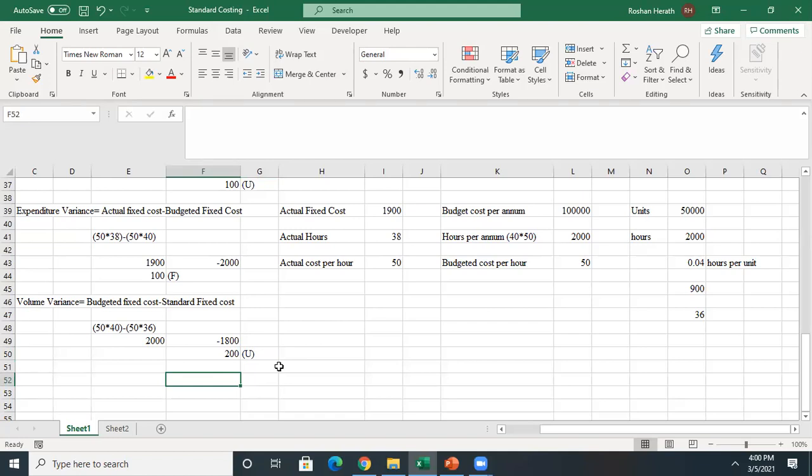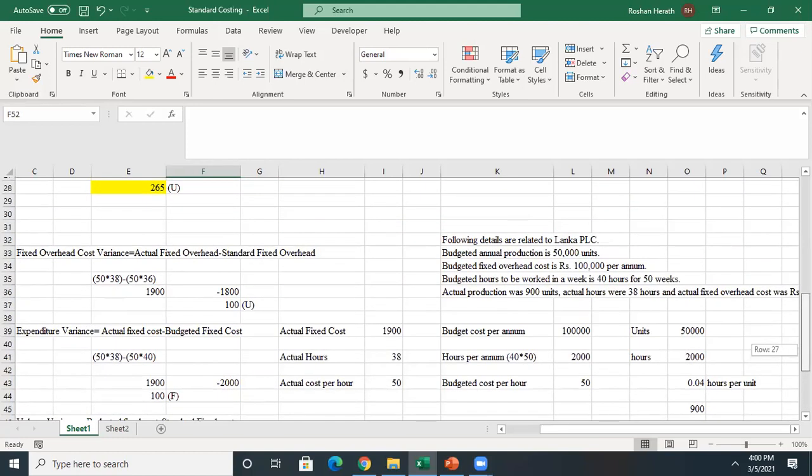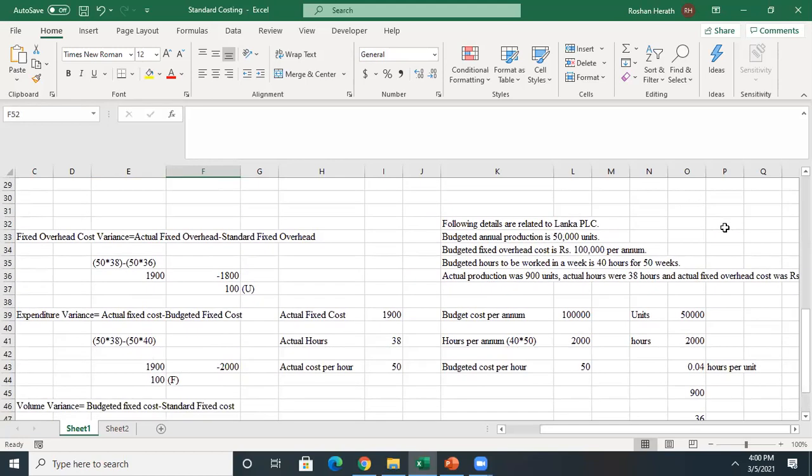So here, in the budget, you have planned to work 40 hours, and you have targeted a kind of output per hour. If you divide the 100,000 units, 50,000 units is what you have planned.